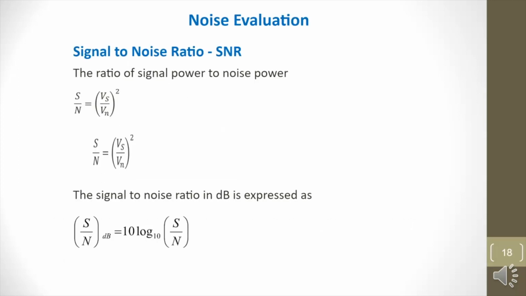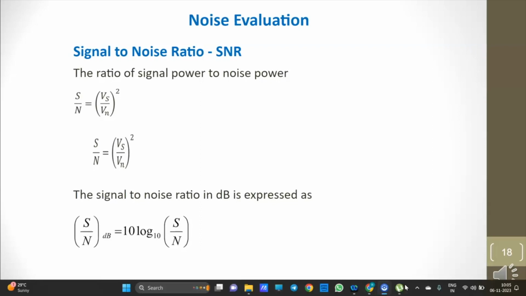Now coming to noise evaluation parameters, signal to noise ratio (SNR) is defined as the ratio of signal power to noise power, and it is expressed as S/N = (Vs/Vn) squared, where Vs is the signal voltage and Vn is the noise voltage. The signal to noise ratio is normally expressed in decibels. SNR in dB is given by 10 log10 of the SNR ratio.